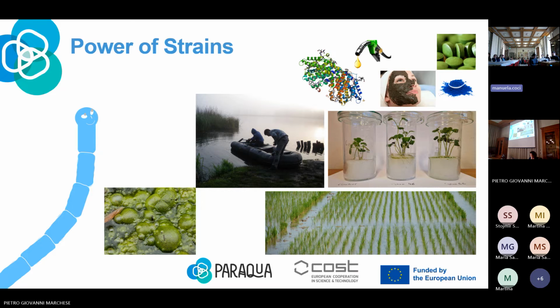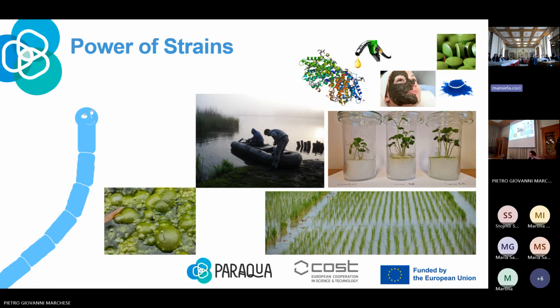So we can isolate some molecules from cyanobacteria, and cyanobacteria are also used for production of biofuels. Here you can see that cyanobacterial scum never looked so good as in this picture. We can also isolate the pigments, phycoerythrin, for example, which are very, very expensive on the market.